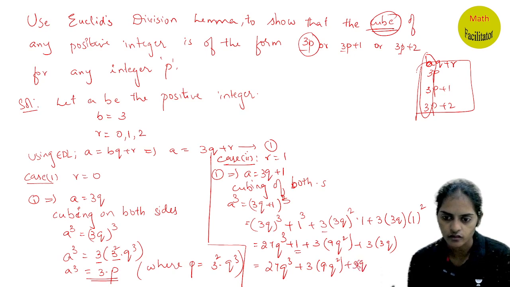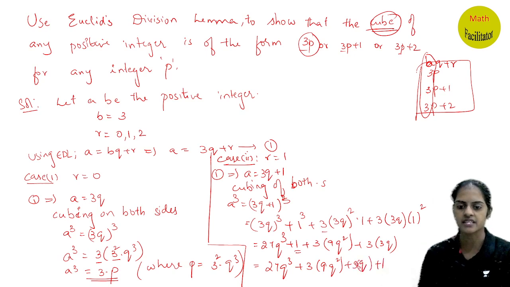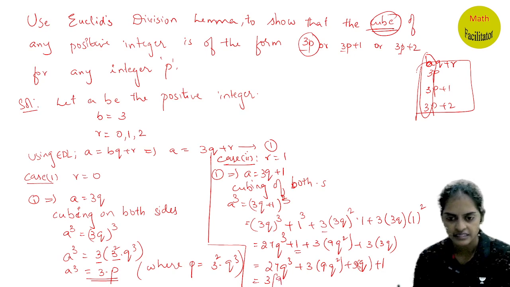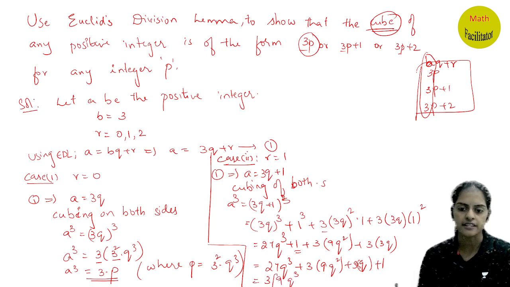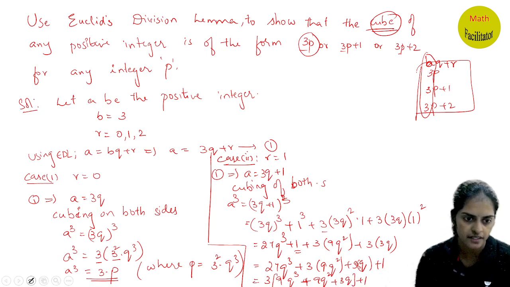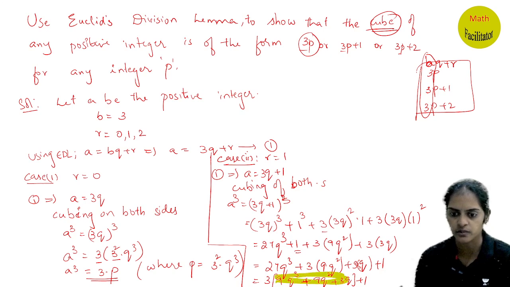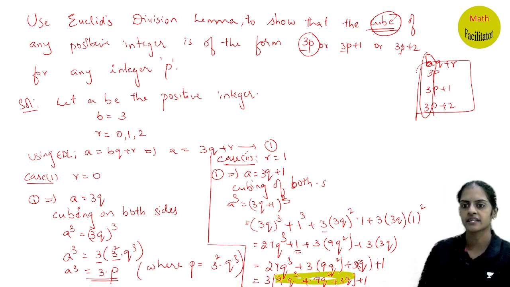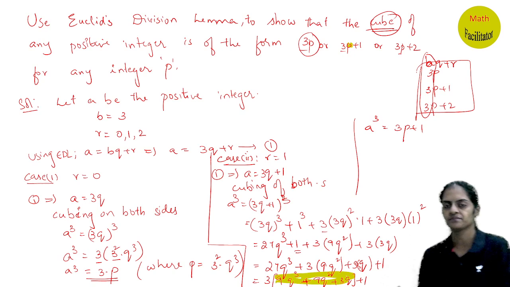3 into 3q, so plus 1. This one I am just keeping aside. From all these I can take 3 common. So I'll have 3 common, 9q cube plus 9q square plus 3q plus 1. Now this entire thing in the bracket, let us put it as p. So you'll get 3p plus 1. Clear? So the cube of the number is 3p plus 1.